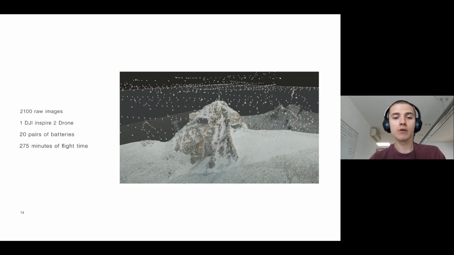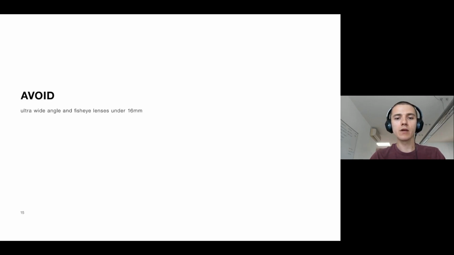Regardless of the camera you actually use, one thing you should avoid that is very important is ultra wide angle and fisheye lenses, since these types of lenses create distortions that confuse the software during calculations. So almost never. If you can, try to never use lenses under 16 millimeters.